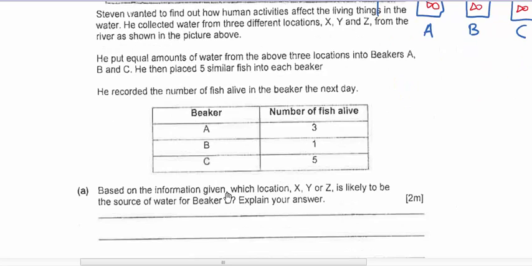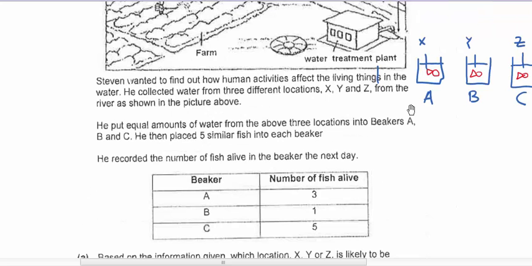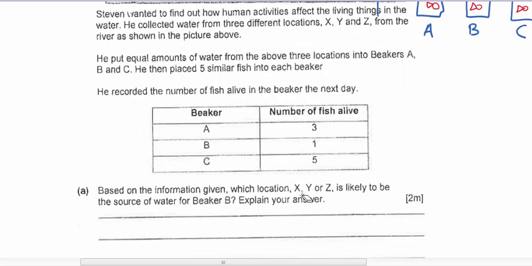Okay, then based on the information given, which location X, Y, or Z is likely to be the source for beaker B? Okay, sorry, I shouldn't have told you now. I am not sure whether this is X, Y, or Z. So I'm just going to erase this. Oopsie. Okay, that's what the question is trying to ask me. They didn't tell me which beaker is water from which location. So that's what you're supposed to find out.